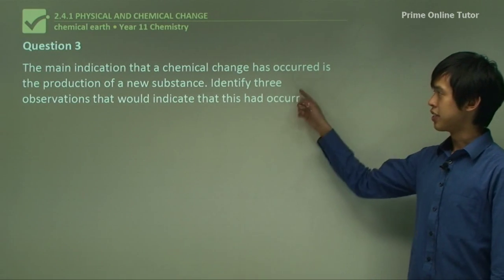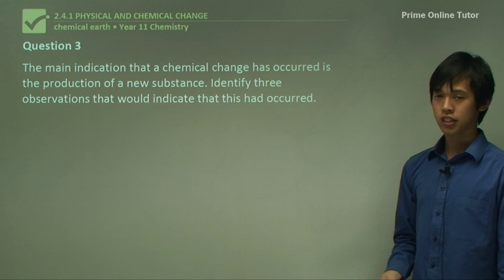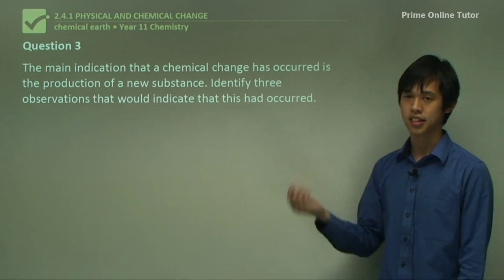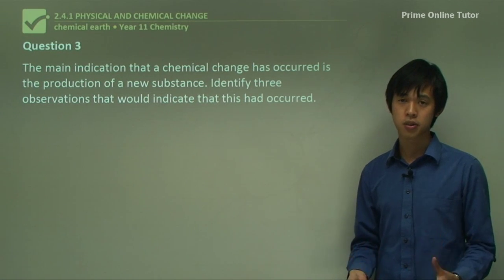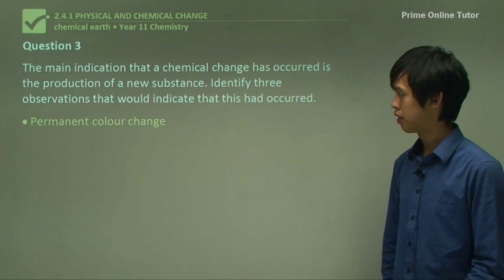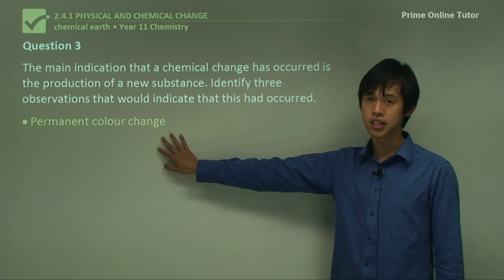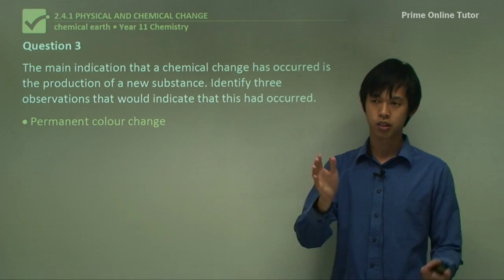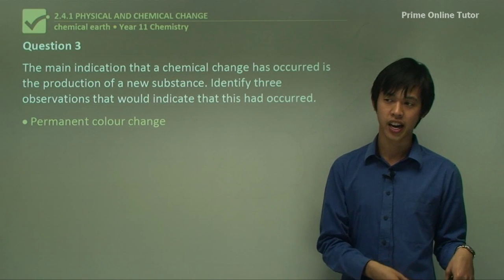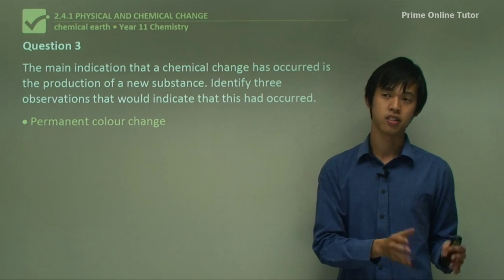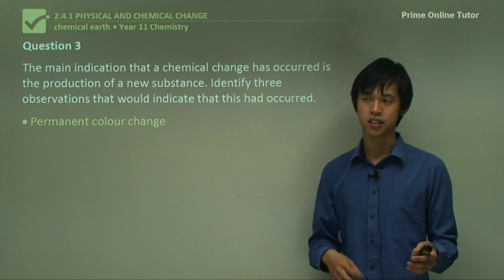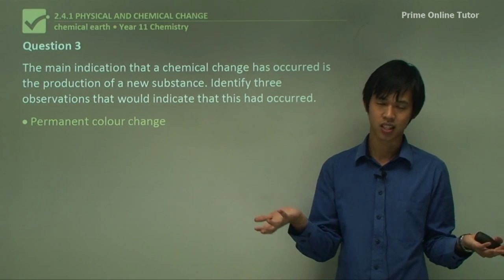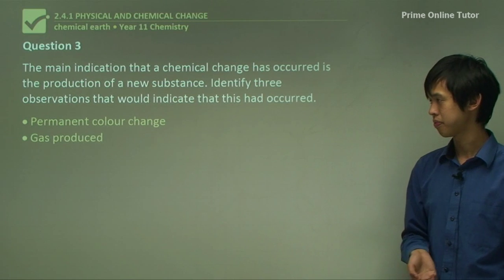So the main indication that a chemical change has occurred is the production of a new substance. Identify 3 observations that would indicate that this has occurred. Okay, so what are the 3 ways to know a chemical change has happened? You've got a permanent color change. So the color has gone from one to another. So for instance, silver chloride turns into silver and chlorine. One is black, one is white. That's pretty obvious that the color has changed.